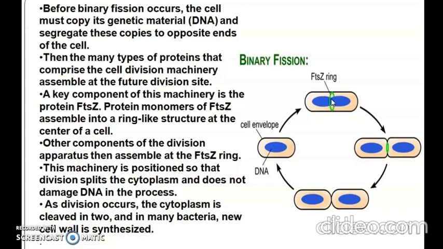Other components of the division apparatus then assemble at the FtsZ ring, and this machinery is positioned so that division splits the cytoplasm and does not damage DNA in the ongoing process. As division occurs, the cytoplasm is cleaved into two, and in many bacteria, new cell wall is synthesized.